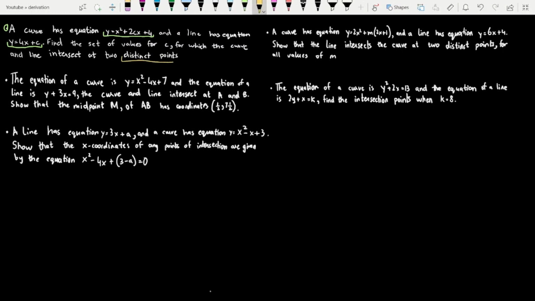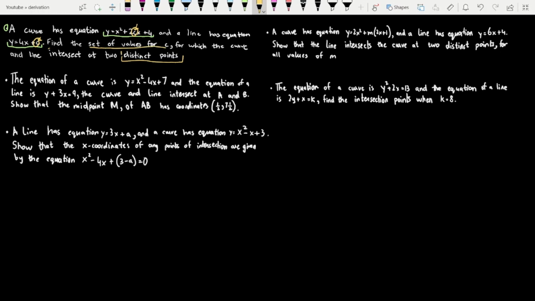Okay, so before we head on to this, I want you guys to look at the equations. You will see that there are these values of c, and we don't know what these are. They're not a number, they're just a constant given to us as c, and we need to find the values for these c's. They say find the set of values for c for which the curve and the line intersect at distinct points.